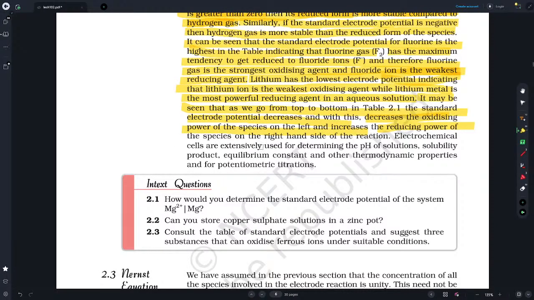The uses of the electrochemical cells are given here. Electrochemical cells are extensively used for determining the pH of solutions, the solubility product, equilibrium constant, and other thermodynamic properties, and for potentiometric titrations.